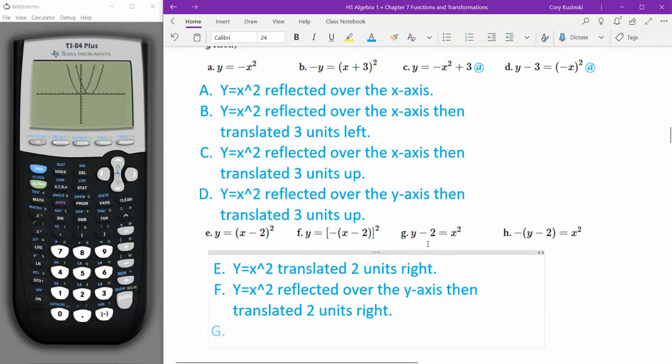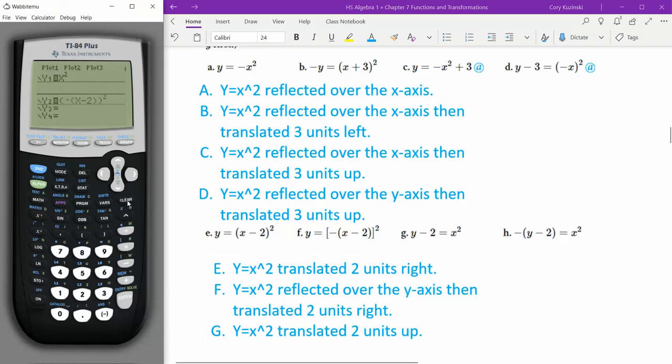Gee, that is just a translation 2 units up. Okay, y has been replaced with y minus 2. Y equals x squared translated 2 units up. How do I know? Or how do I graph it, I guess? I've got to add 2 to both sides to graph that. X squared plus 2 when I add 2 to both sides. There's the original, translated 2 units up.